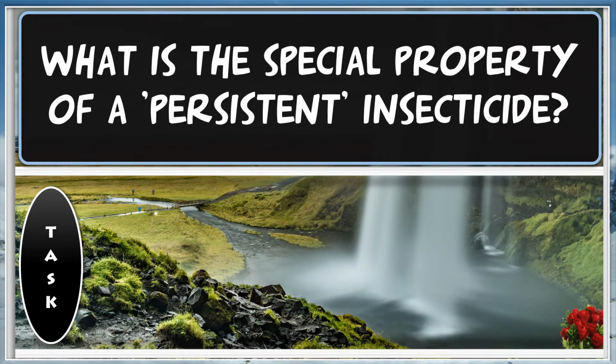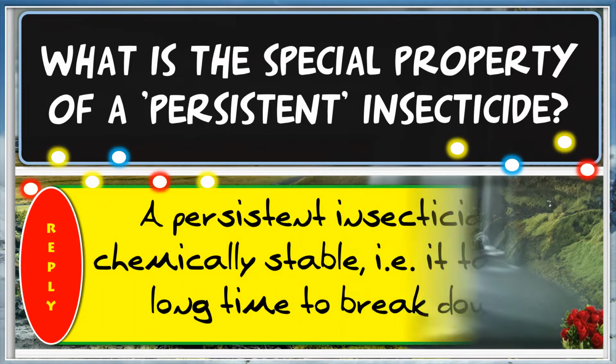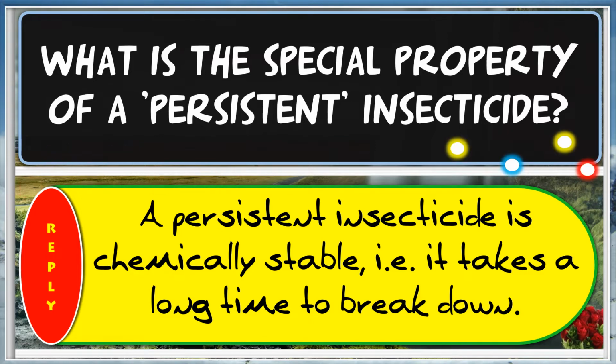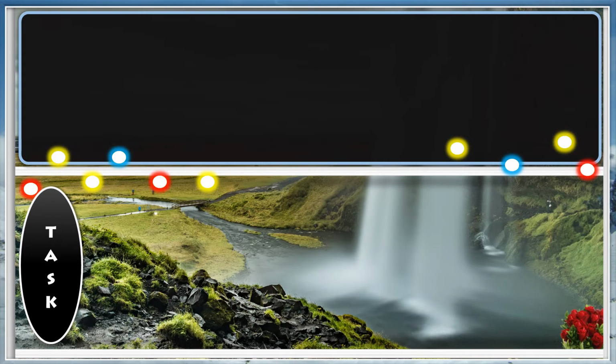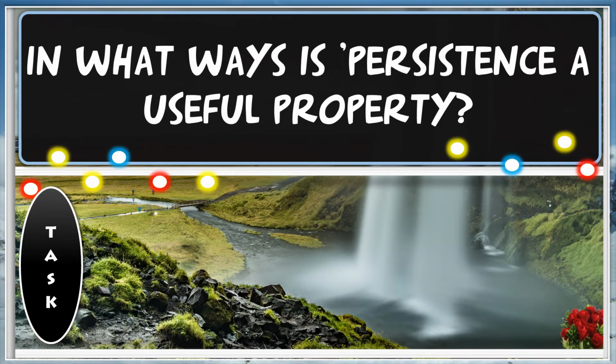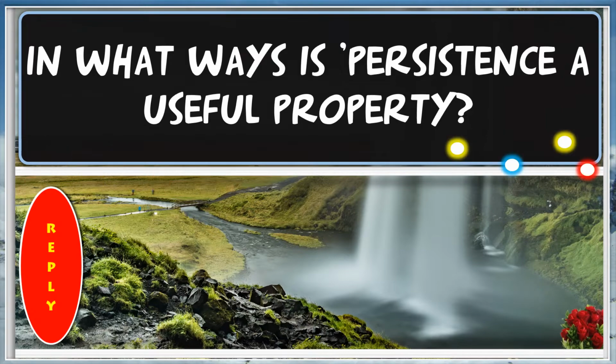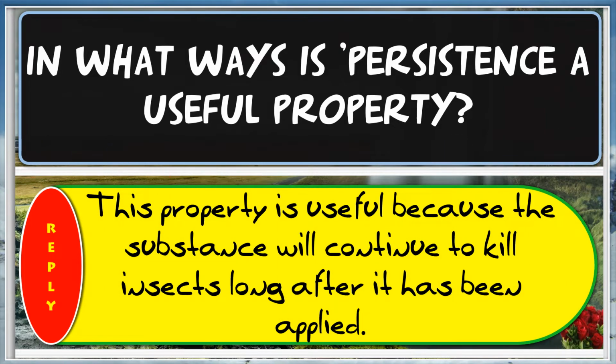What is the special property of a persistent insecticide? A persistent insecticide is chemically stable, that is, it takes a long time to break down. In what ways is persistence a useful property? This property is useful because the substance will continue to kill insects long after it has been applied.